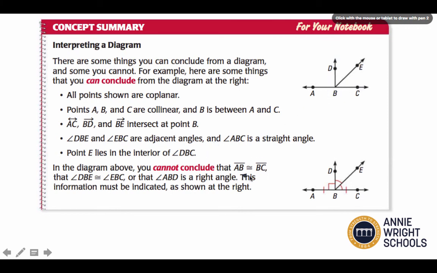You cannot conclude that segments are congruent unless it's marked that way. You cannot conclude that an angle is a right angle unless it's marked that way. You cannot conclude that these two angles are congruent unless it's marked that way. The markings help you interpret diagrams. No markings, you cannot conclude this. But Jeremy, it looks like a right angle. I don't care what it looks like. It has to indicate that it's a right angle with this little symbol here.